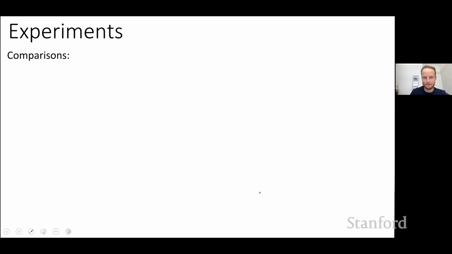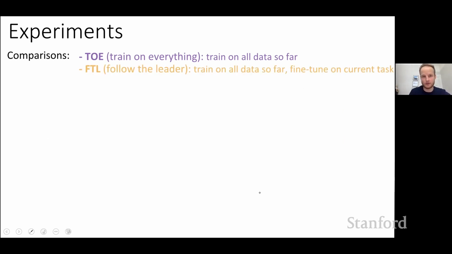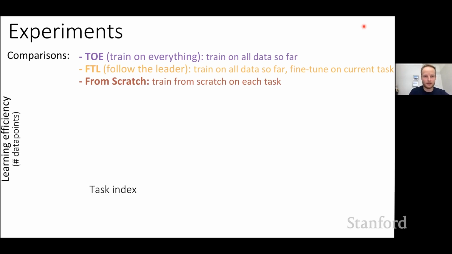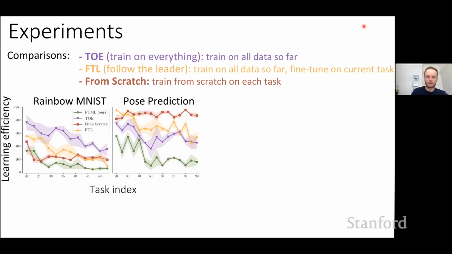So the comparisons we'll have: you can train on everything, so train on all the data that you've seen so far. We'll also compare to follow the leader, where we train on all the data that you've seen so far, and then we'll fine tune based on the current task. You can also do everything from scratch, so every time you see a new task, you train from scratch. And then we'll also compare to our algorithm, follow the meta leader.